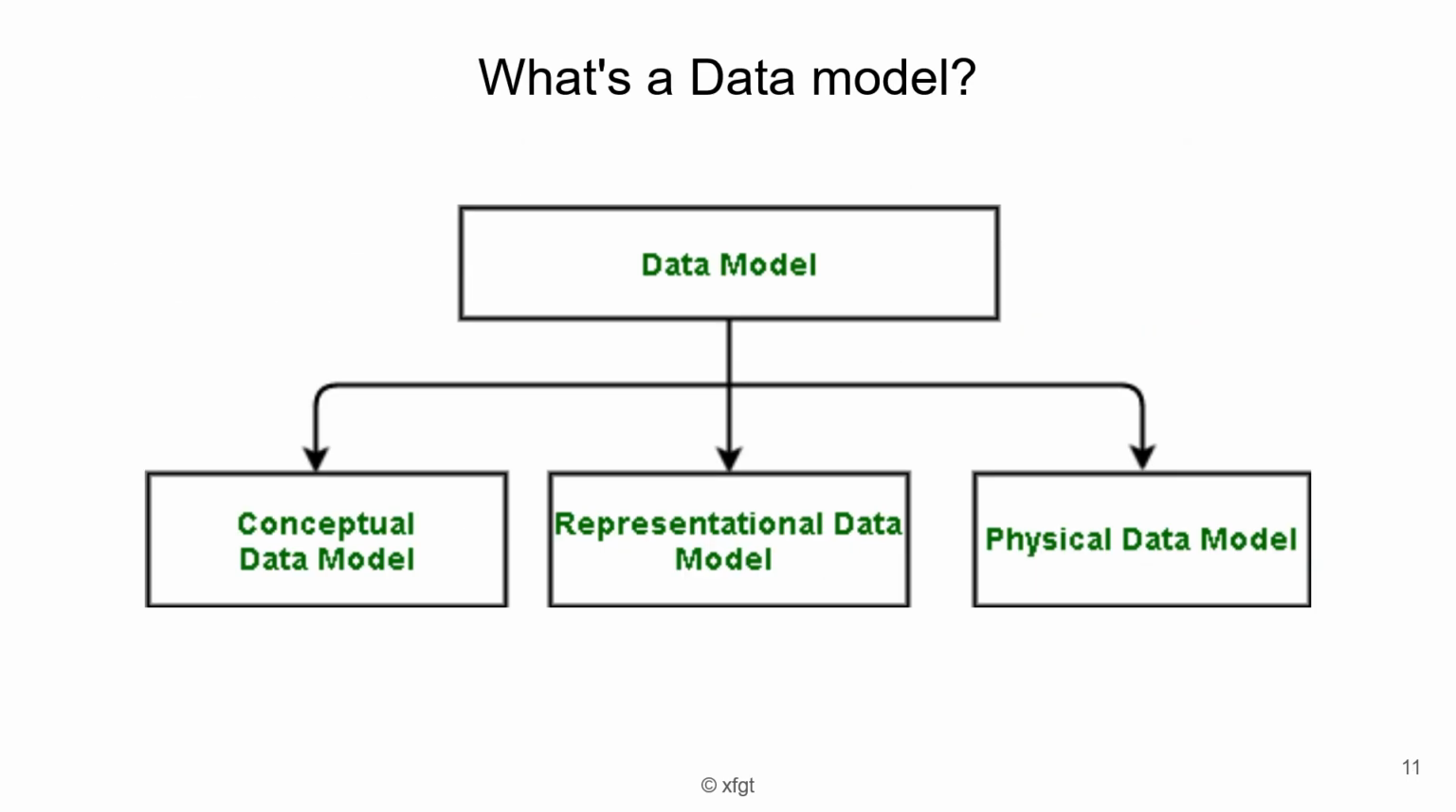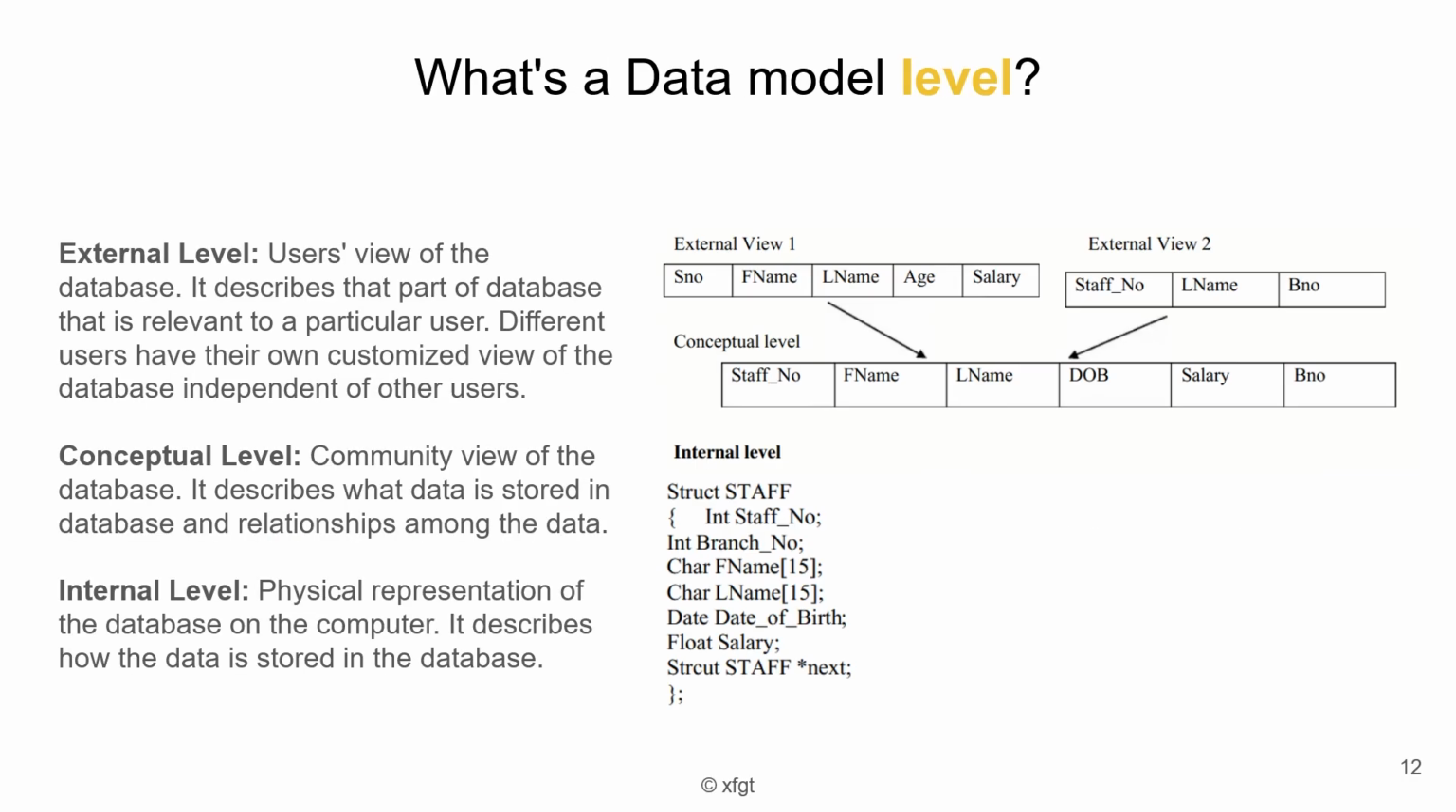To achieve data abstraction, database systems use a three-level architecture. Here we can see we have the conceptual model, a representational data model, and a physical data model. So let's quickly take a look at those data model levels. The first level that we have is the external level. The external level shows only the specific data that is needed for a particular user or application, and it hides everything else. For example, a student sees their grades while an administrator sees tuition payment details.